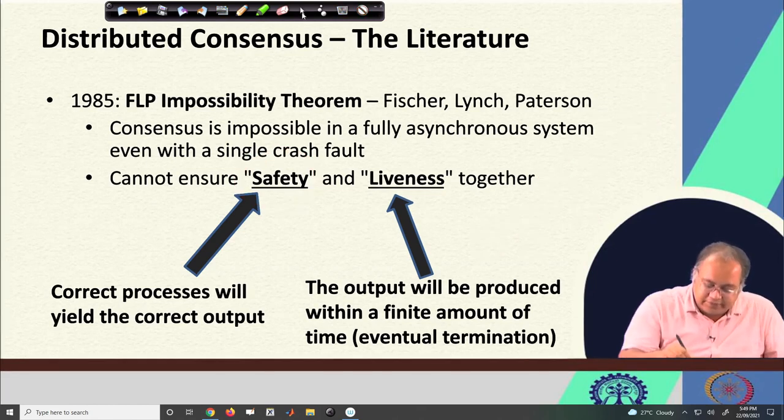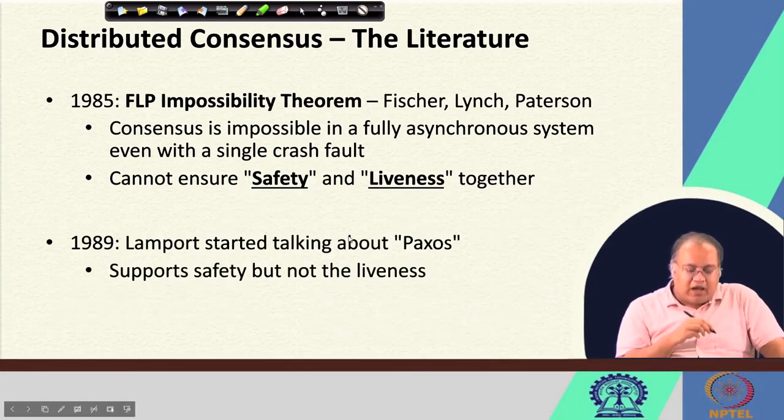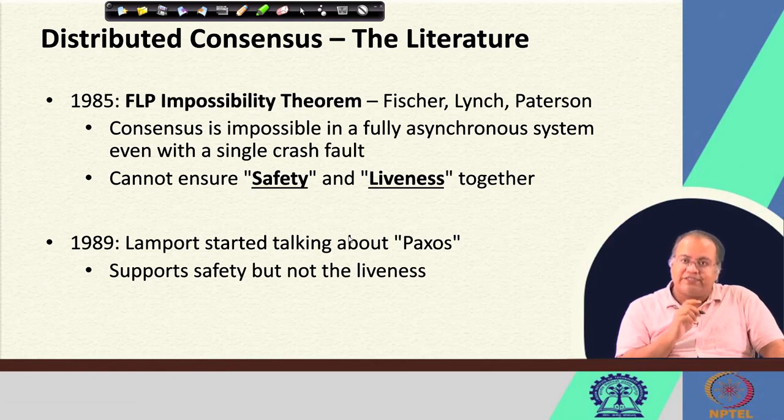So, in 1989 Leslie Lamport, one of the pioneer researchers in distributed systems, who got the Turing Award because of his contribution in distributed systems, started talking about one algorithm called Paxos. As I have mentioned, the FLP impossibility says that safety and liveness cannot be supported together. So, Paxos gives priority to safety. It supports safety, but not liveness.